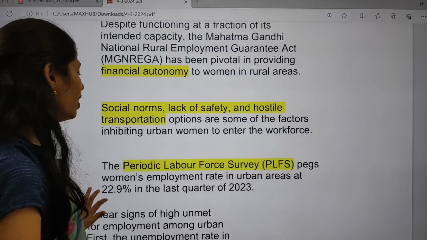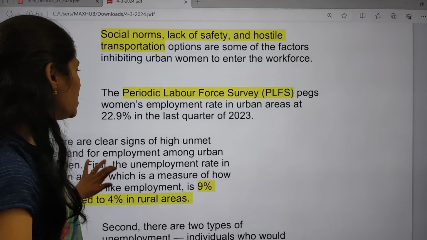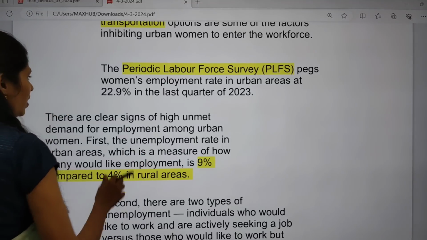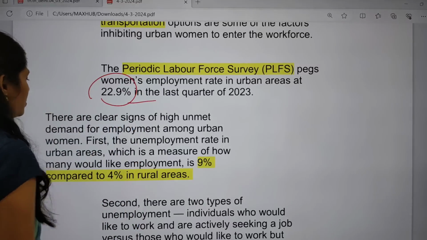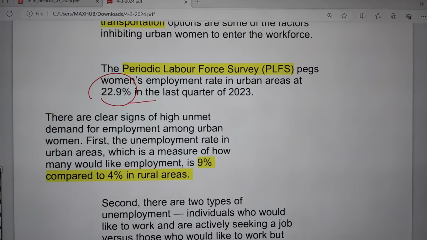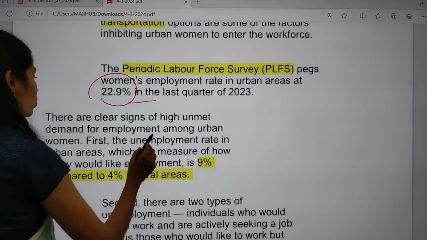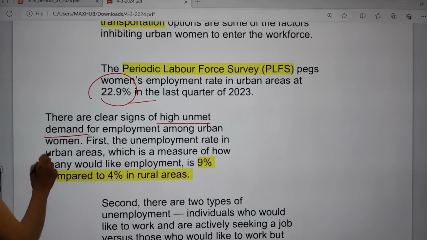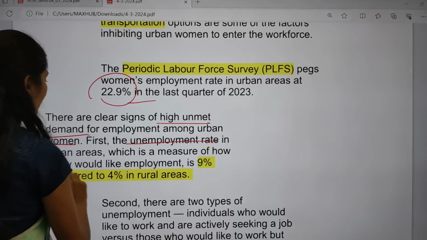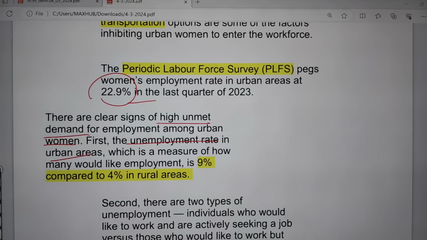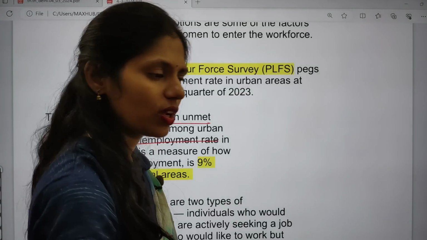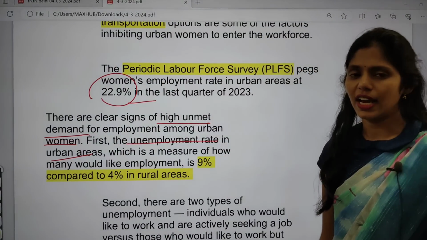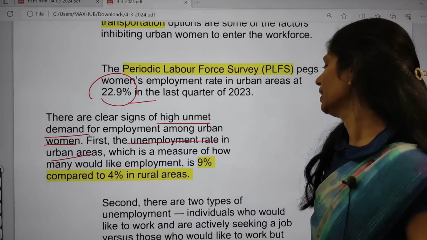And even the Periodic Labour Force Survey says that the women employment rate in urban areas is 22.9%. Here we can see clear signs showing high unmet demand for employment among urban women. The unemployment rate in urban areas is high compared to rural areas, because in rural areas we have this MGNREGA scheme, and under that women do work, but that is not the case in urban areas.